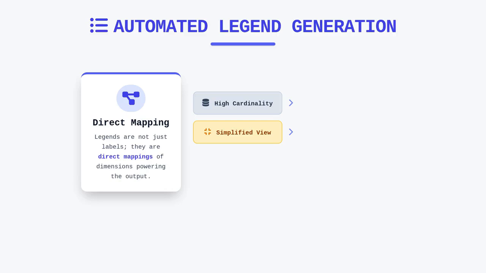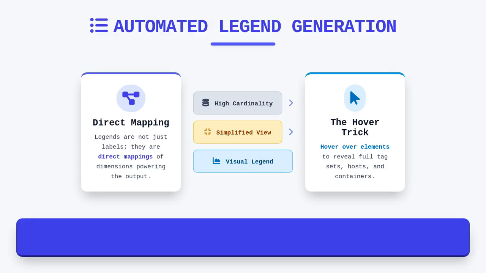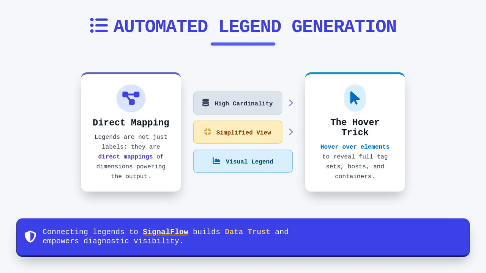You can often hover over these elements to reveal the full tag set, which helps in identifying exact source hosts or containers contributing to the visualized values. When you take the time to dissect the relationship between the legend and the underlying signal flow, you gain a clearer picture of which infrastructure components are influencing your dashboard metrics. This clarity enables you to trust the data presented in default views and empowers you to iterate on them when more specific diagnostic visibility is required.